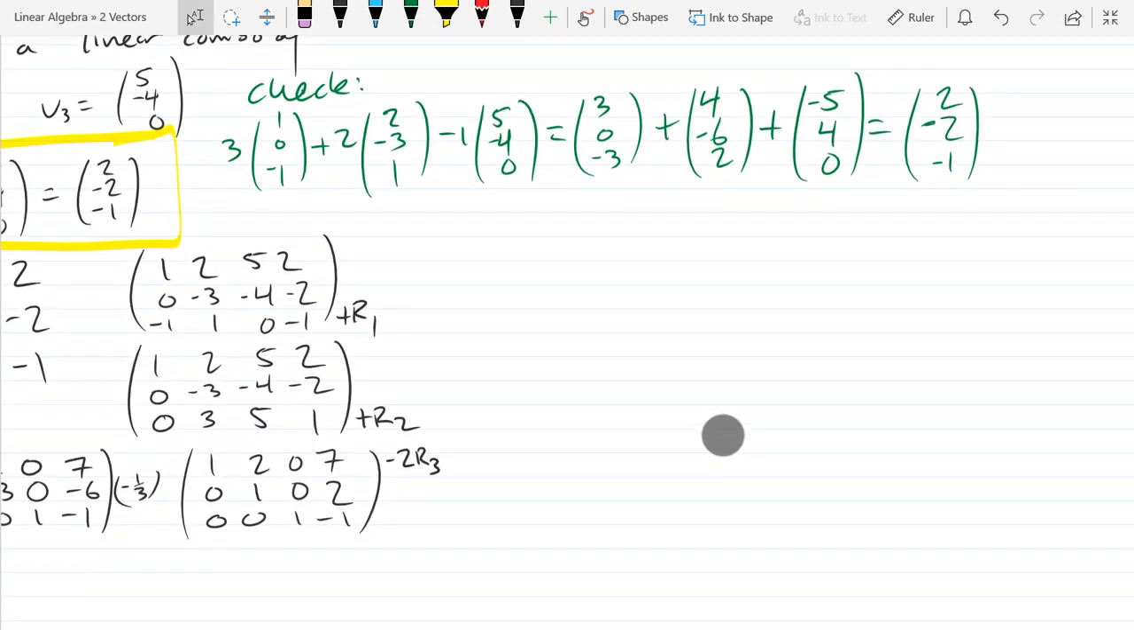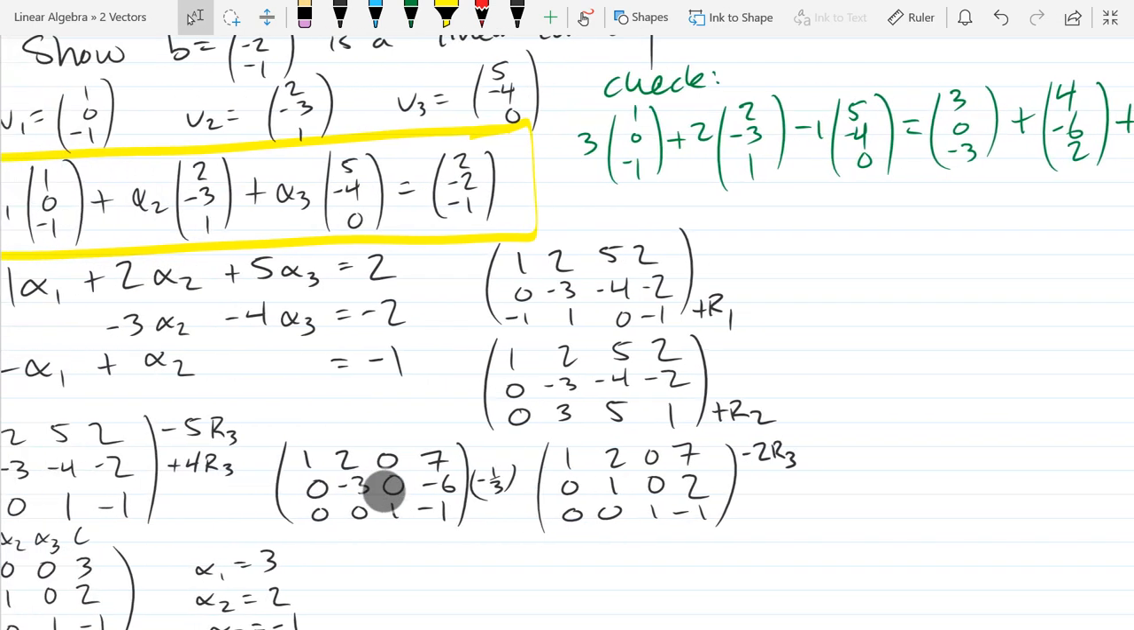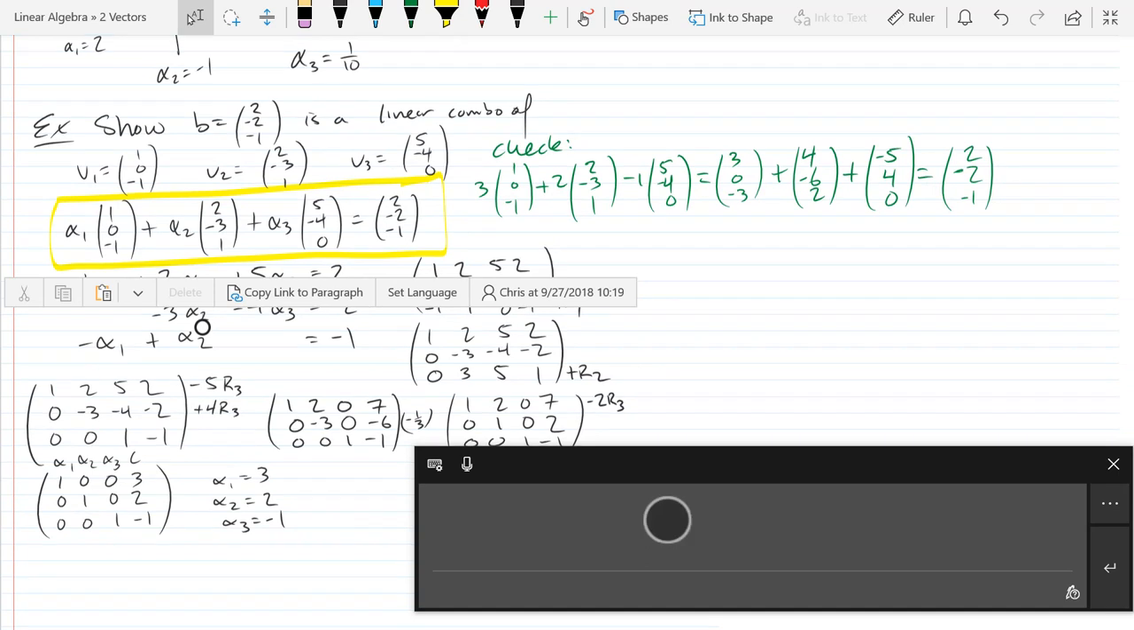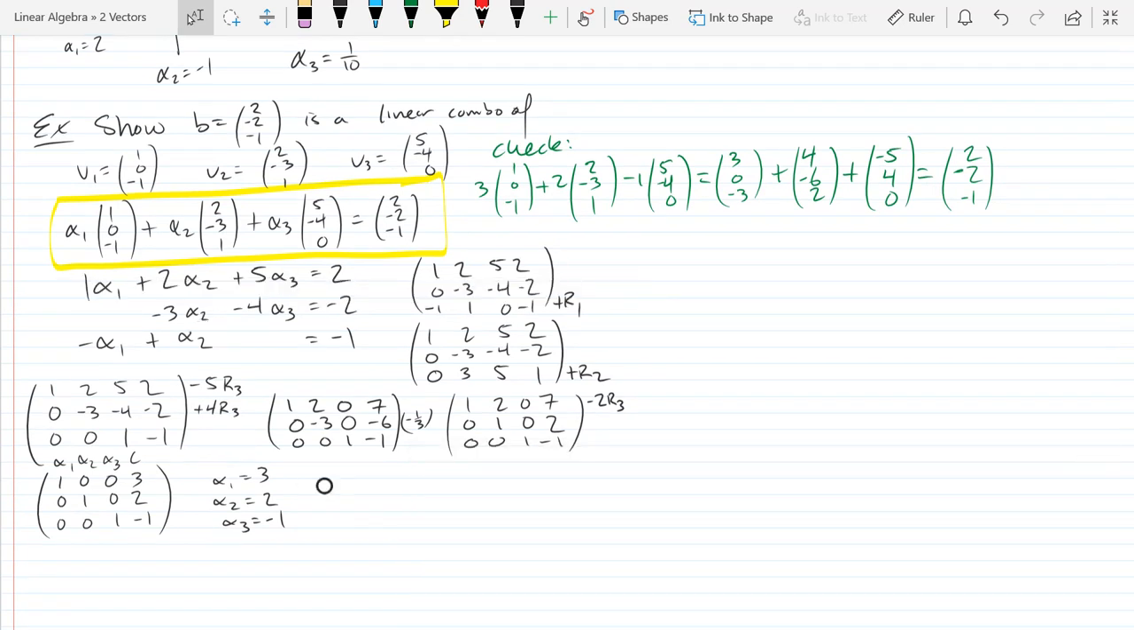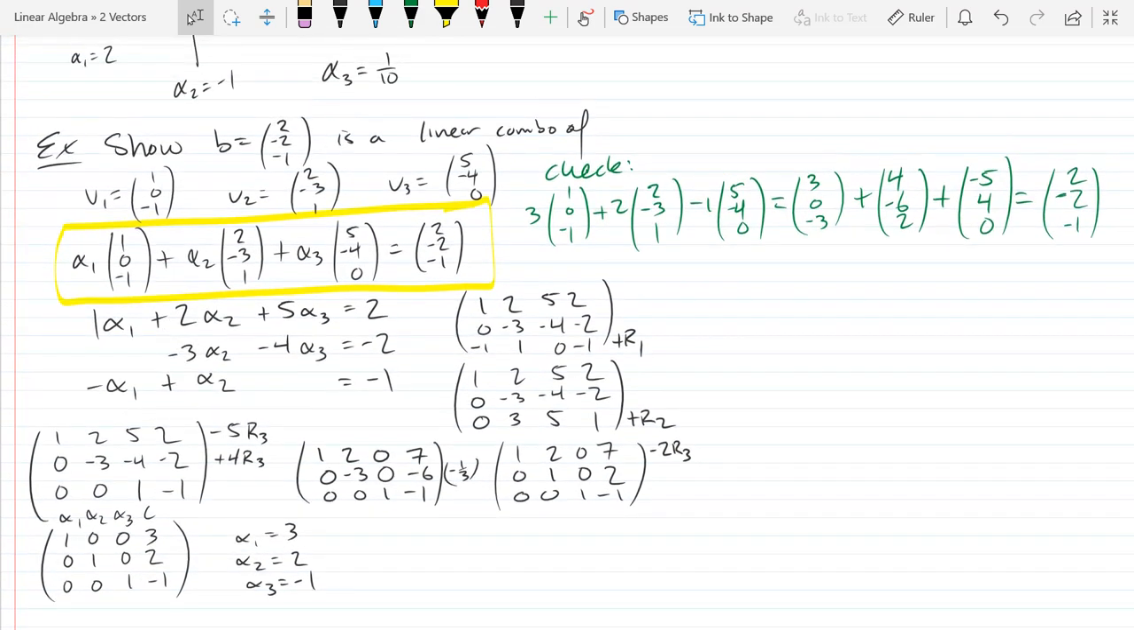All right, so any questions on checking? I'm pretty sure that if I had plugged them into the second linear system we wrote, we would get a consistent or a correct result. But I just wanted to be double sure, so I plugged in the original without doing any manipulation on it. Okay, so let's go back.